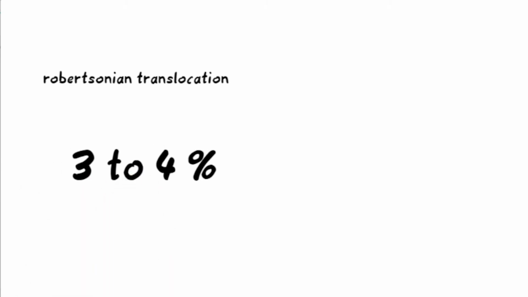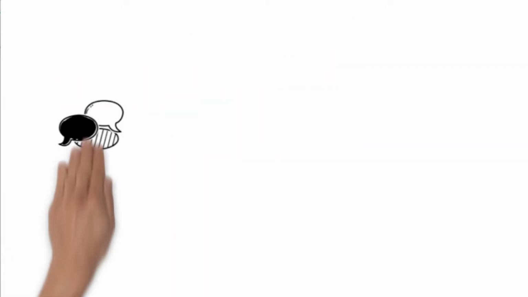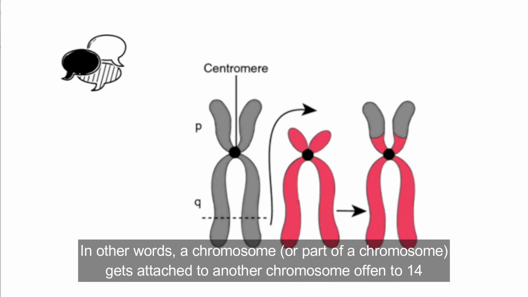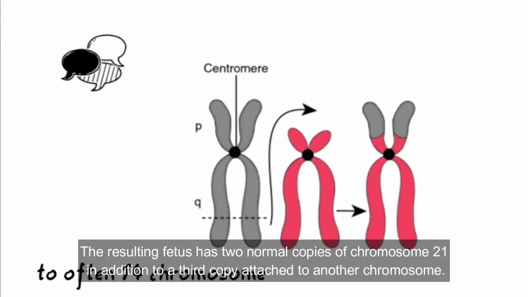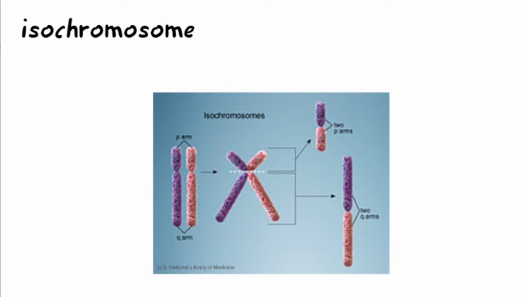Translocation. 3 to 4% of the cases of Down syndrome are caused by a translocation. In other words, a chromosome, or part of a chromosome, gets attached to another chromosome, often chromosome 14. The resulting fetus has 2 normal copies of chromosome 21 in addition to a third copy attached to another chromosome. An isochromosome results when the 2 long arms of a chromosome separate together rather than the long and short arms separating together during egg or sperm development.